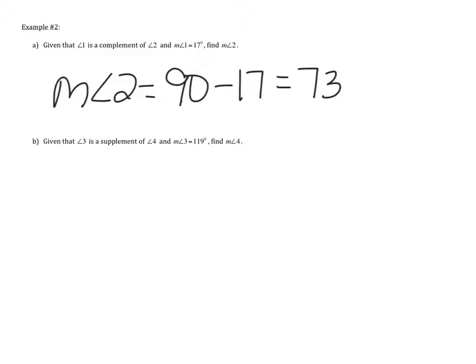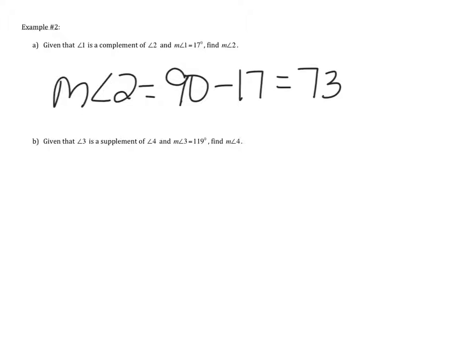On to part B. Given that angle 3 is a supplement of angle 4 and the measure of angle 3 is 119 degrees, find the measure of angle 4. So similar to the last one, I know I'm going to have to subtract, but this time we're told that they're supplements of each other. Supplementary angles add up to 180 degrees.